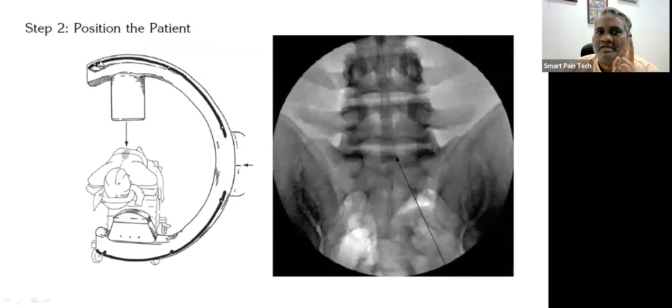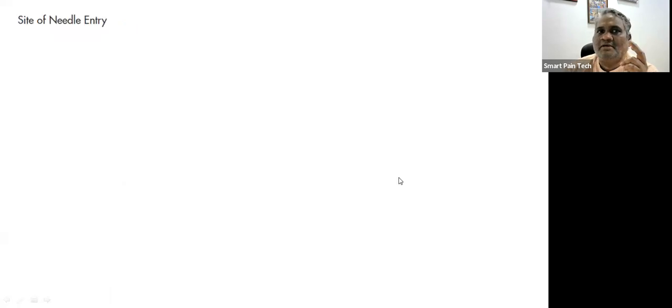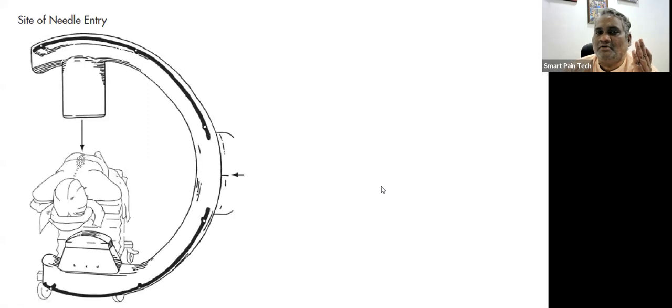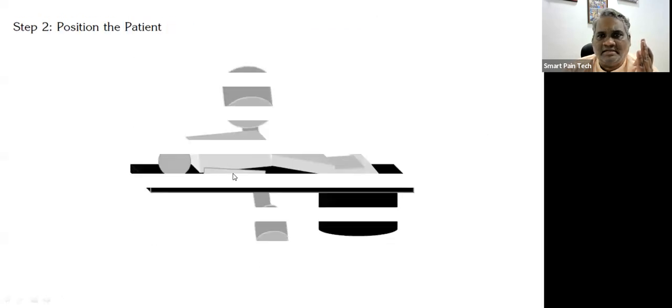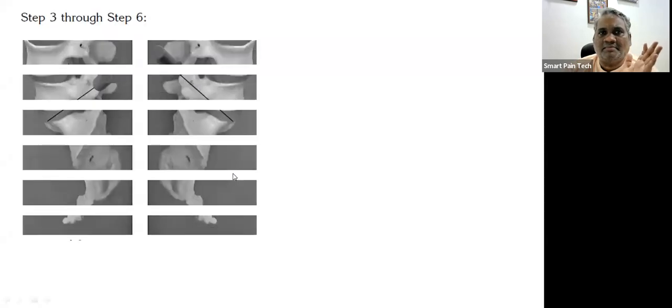Second is position the patient. The patient is always placed prone, the same way as we do for a celiac plexus block. These steps apply for any block you do, including the celiac plexus, which I previously told you. Then this is your L5, S1 junction. Then the site of needle entry is very important. Technique of needle entry: medial approach. I think I'm repeating the slides.